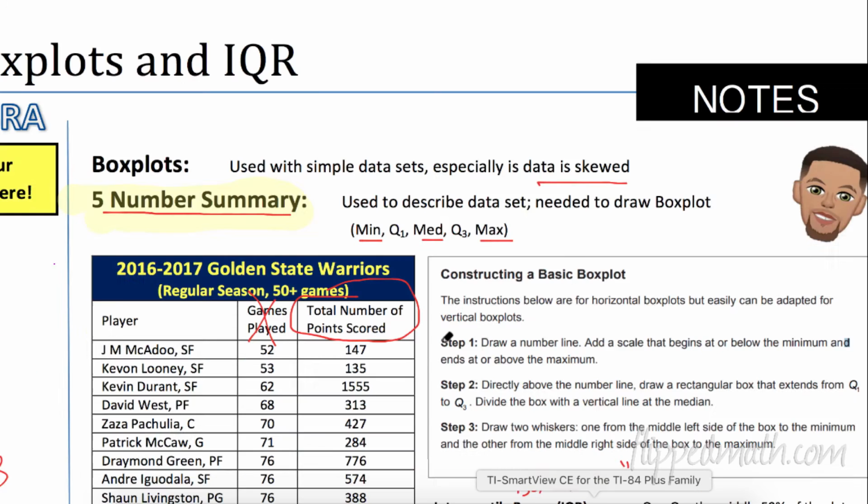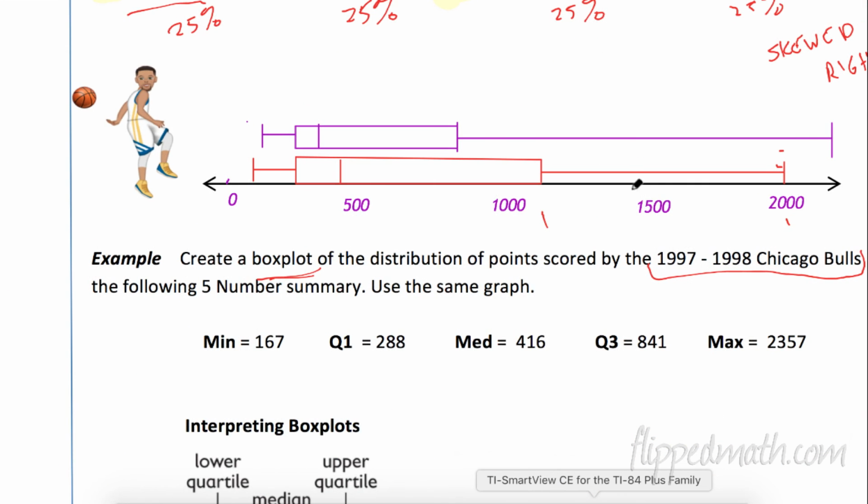Again, the point is to be able to graph data that's skewed. We can tell when data is skewed with a box plot easily.